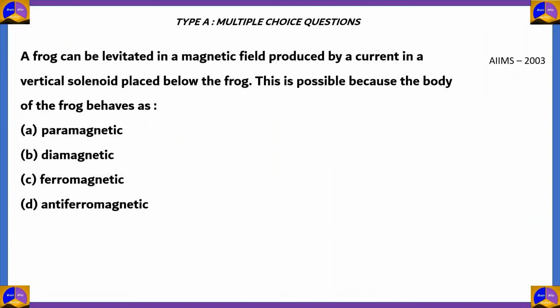Next question. A frog can be levitated in a magnetic field produced by a current in a vertical solenoid placed below the frog. This is possible because the body of the frog behaves as. We need to find out which of these magnetic properties the body of the frog behaves as, whether it's paramagnetic, diamagnetic, ferromagnetic, or antiferromagnetic.